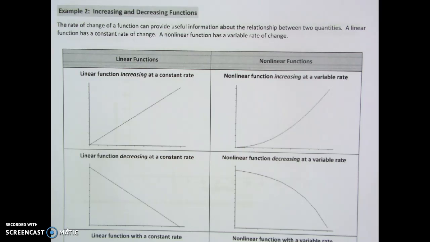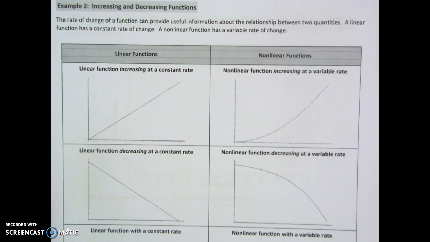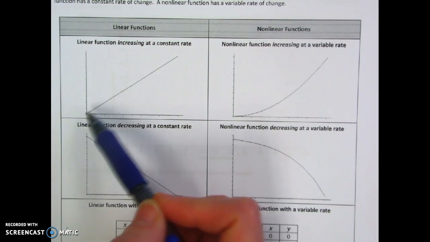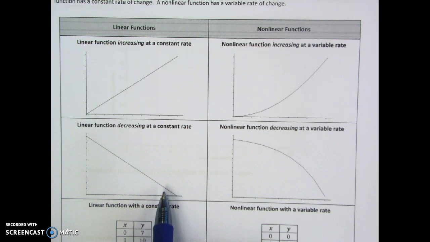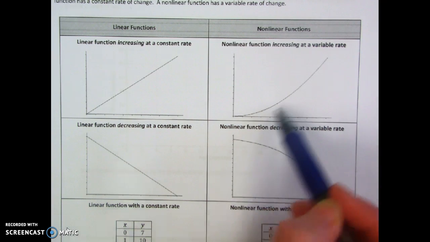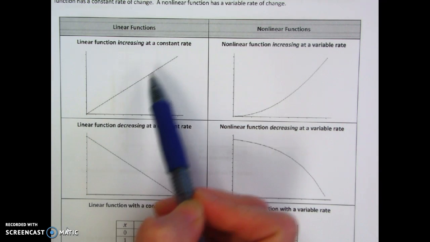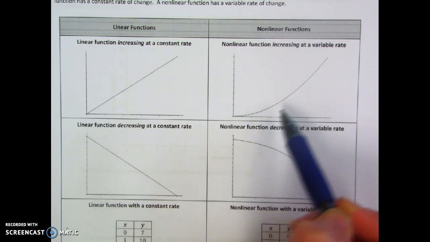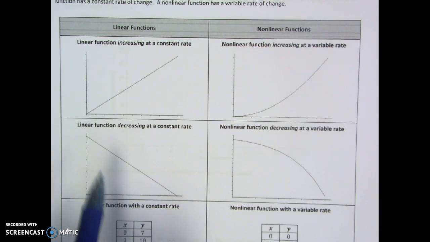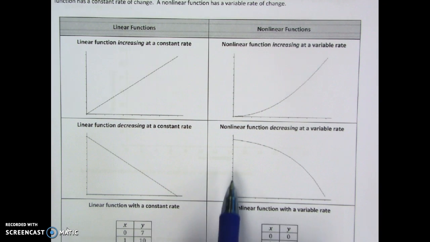All right, here's a little chart looking at increasing and decreasing functions. A linear function has a constant rate of change. If it doesn't have a constant rate of change, then it will be a nonlinear function. Looking at these pictures, we have a line, which is linear, for both of these. So these are both linear functions. These are curved, so they are nonlinear functions. This is increasing because it's going uphill, positive slope. This is also increasing because we're going uphill. This is decreasing, going downhill, and this is decreasing, going downhill.